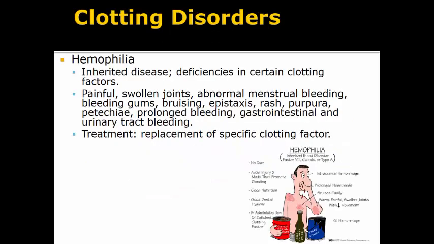Now, hemophilia is an inherited disease, and you have deficiencies in some of the clotting factors. There's several different clotting factors, and what type of hemophilia you have depends on what clotting factor you're missing. It can cause painful swollen joints, abnormal menstrual cycle bleeding, bleeding gums, epistaxis, GI bleeding, a whole lot of things. So the treatment is to replace that specific clotting factor. They actually have some auto-injector type things or injections that they can do of these clotting factors.